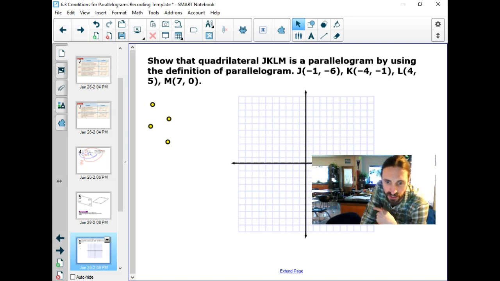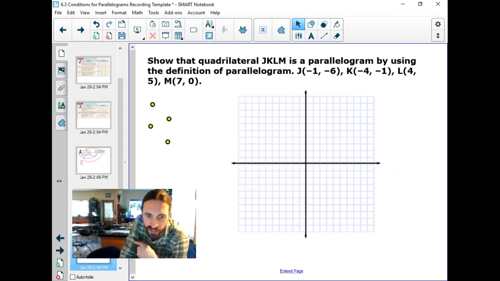In this problem, it says, show that this quadrilateral is a parallelogram by using the definition, which means you have to show that the opposite sides are parallel. So first thing I want to do is plot the points. J is -1, -6, 1, 2, 3, 4, 5, 6. K, -4, -1. 1, 2, 3, 4.